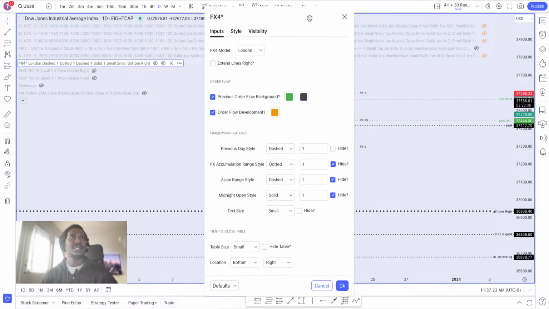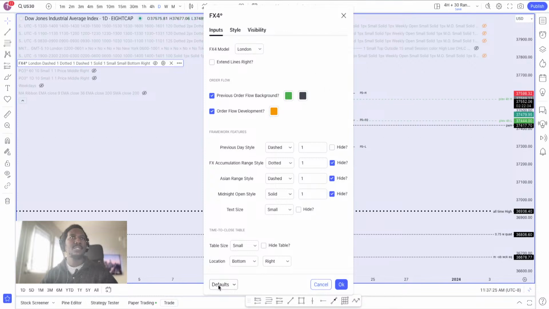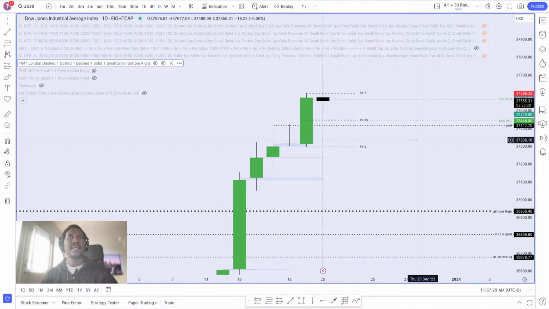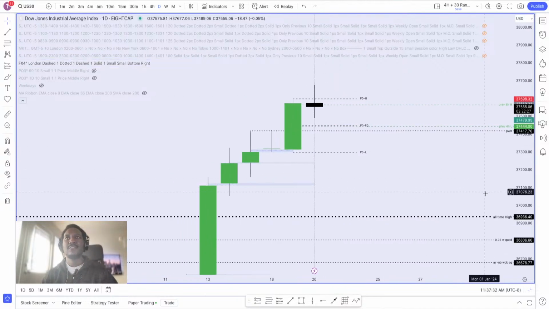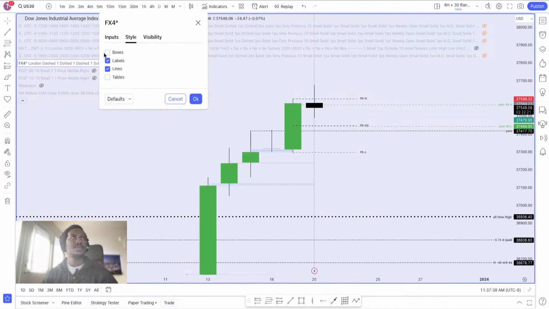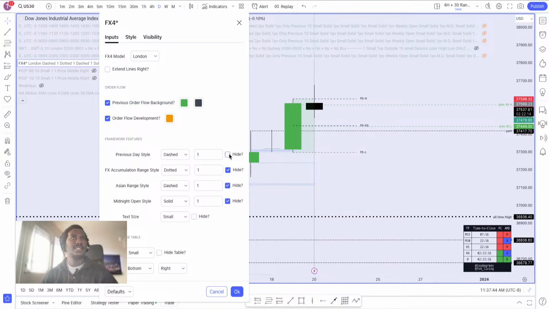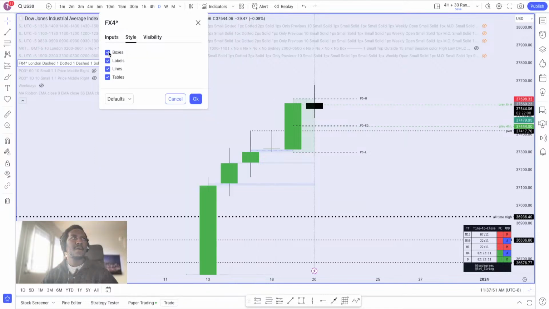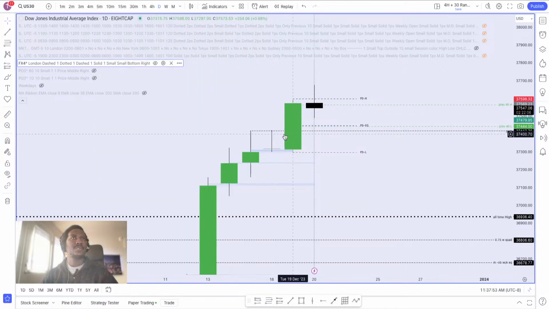On the inputs, you can go in and put it exactly like it is over here, and only have those 3 levels. Otherwise, it has quite a few functions. If I was to tick those boxes, you can see something else in the table over here. Let's unhide that. You can extend your lines to the right, but I only take what I need, which is only those levels.